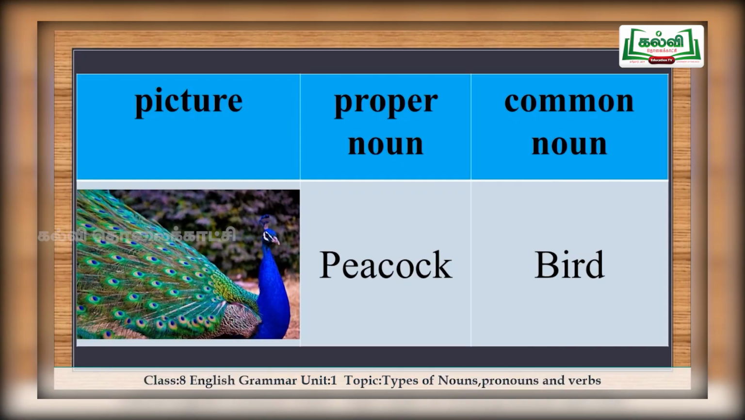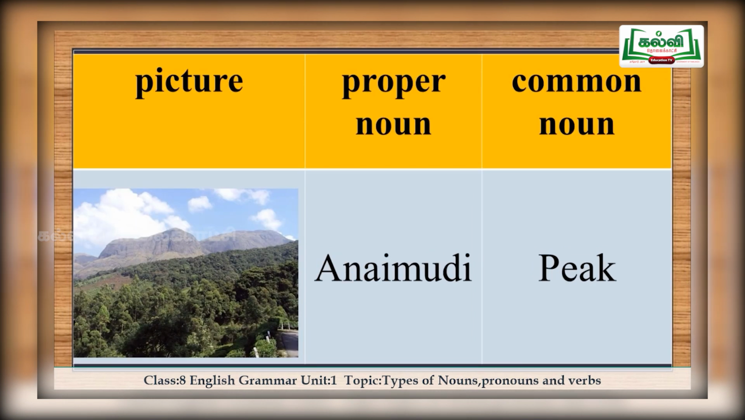These are common nouns. I am giving you some pictures where I have classified the proper noun and common noun. Here you are looking at a picture of a beautiful peacock. Peacock is a proper noun and it belongs to a common noun called bird. Now look at the second image. It is a peak. Let me tell you the name of this peak. It is Anaimudi. The proper noun is Anaimudi and the common noun is peak.